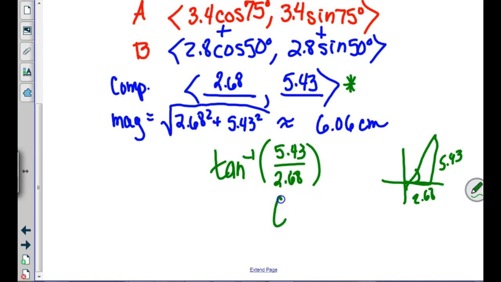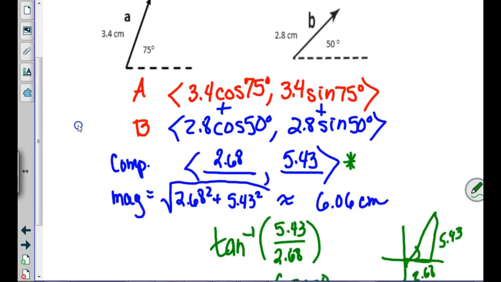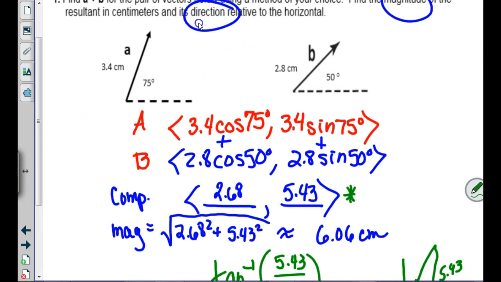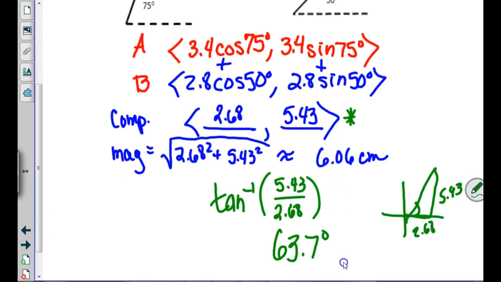I got 63.7 degrees. Do I need to do anything crazy with that? Like add 180 or something? No, it's quadrant 1, and the question says the direction relative to the horizontal. Is this off of the positive x-axis? So we're all good. We're done. This is direction. So components were there, magnitude, direction. Any questions on that one? Okay.